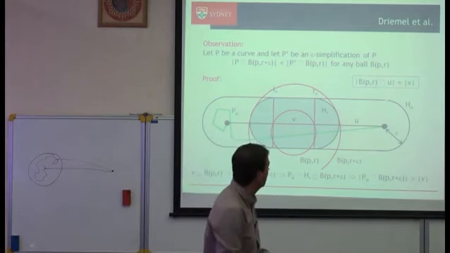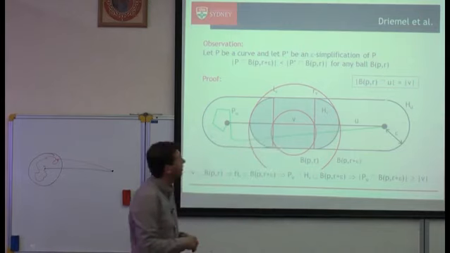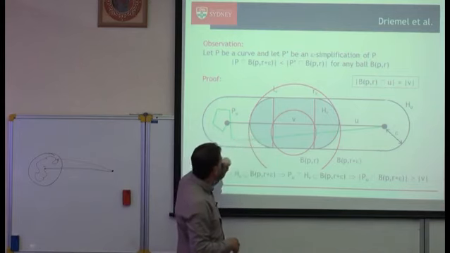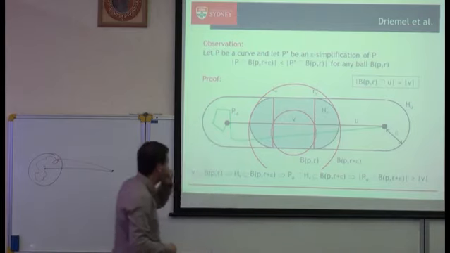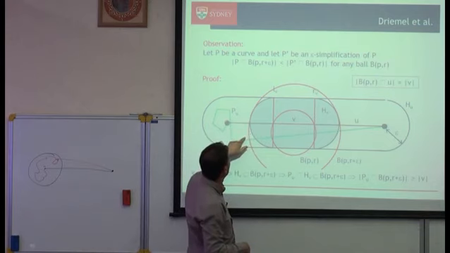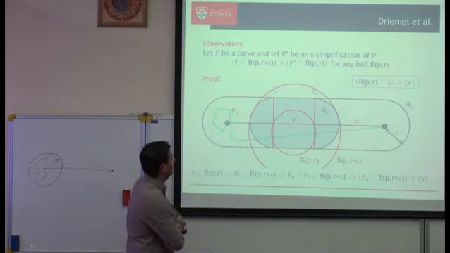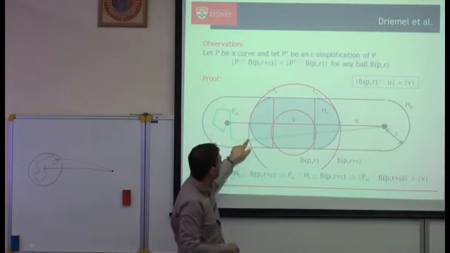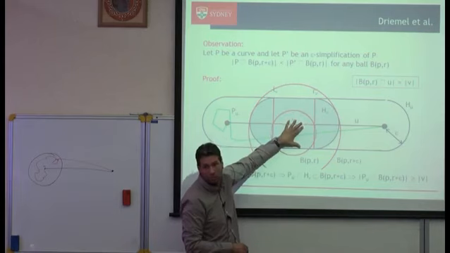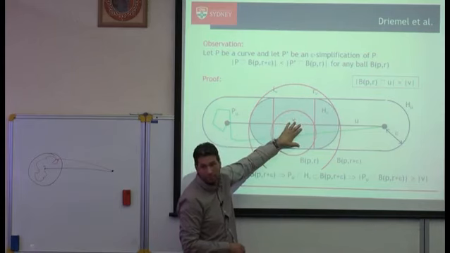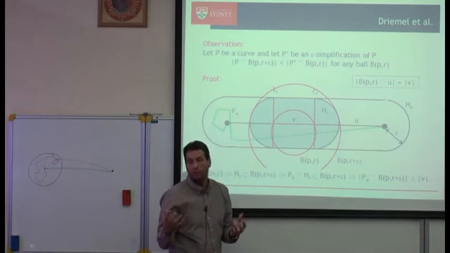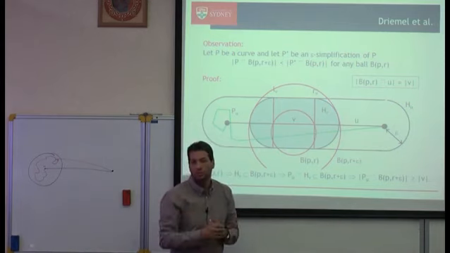Without epsilon, so the inequality is bigger or equal, right? No, I can't, because then I can't say anything about this. The green path could be outside this ball. But now, when I guarantee that it's bigger, I guarantee that there is some part of the original path that must be in the bigger ball.